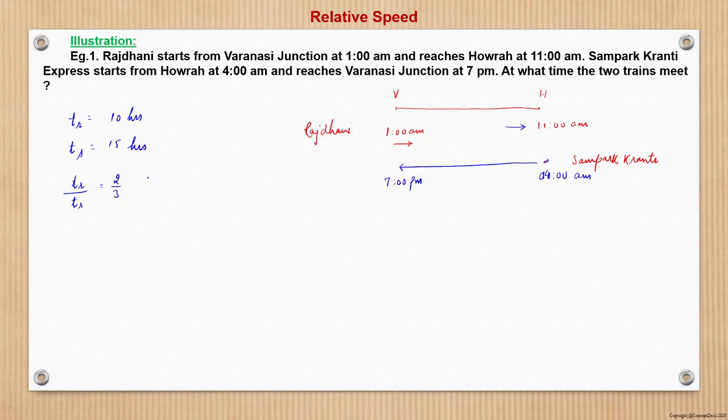Now since they are covering the same distance, the speed will be inversely proportional to the time. So we can say that the velocity of Rajdhani upon the velocity of Sampark Kranti will be 3 is to 2. Now, as we had seen in our earlier discussion, there are two ways of solving this question. One, since we have been given the exact times, 10 hours and 15 hours, from these two pieces of information we can assume the distance.